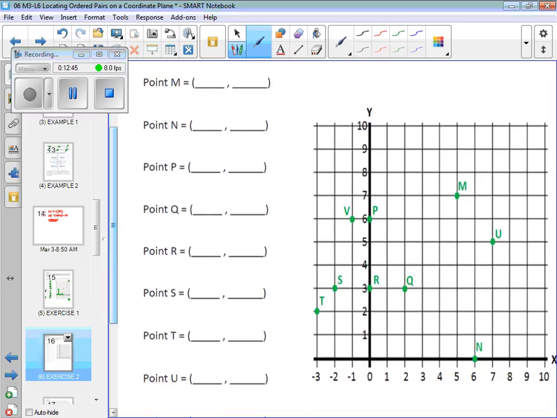Okay, now they give you the point, and you got to list the coordinates. All right, well, let's see. You practice. M. Always X first. How many steps left or right, positive or negative? 1, 2, 3, 4, 5. How many steps up? 1, 2, 3, 4, 5, 6, 7. 5, 7. Point N. Go. Yeah, put it right on there. Is that right? Yeah. Looks good. Point P.